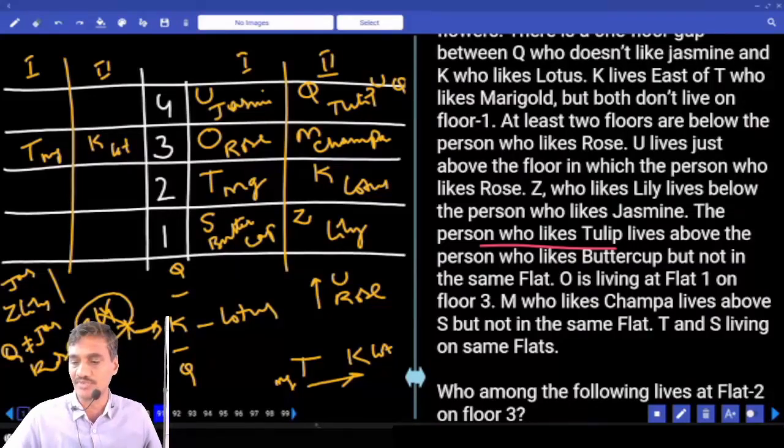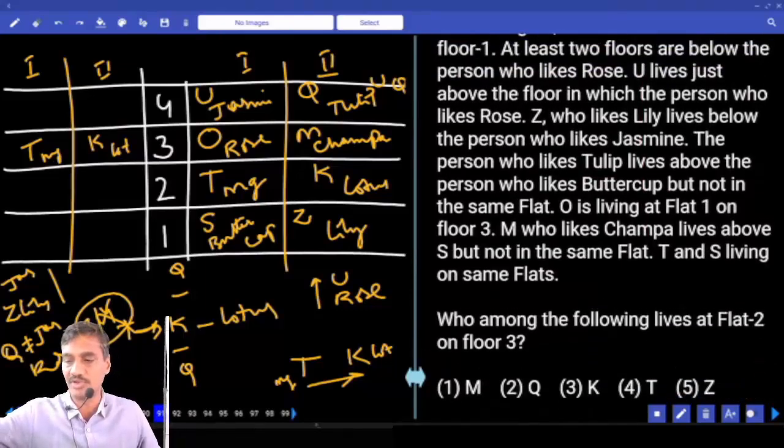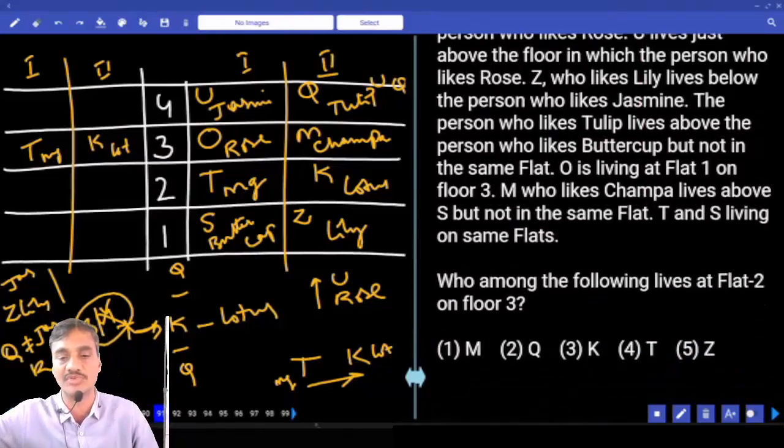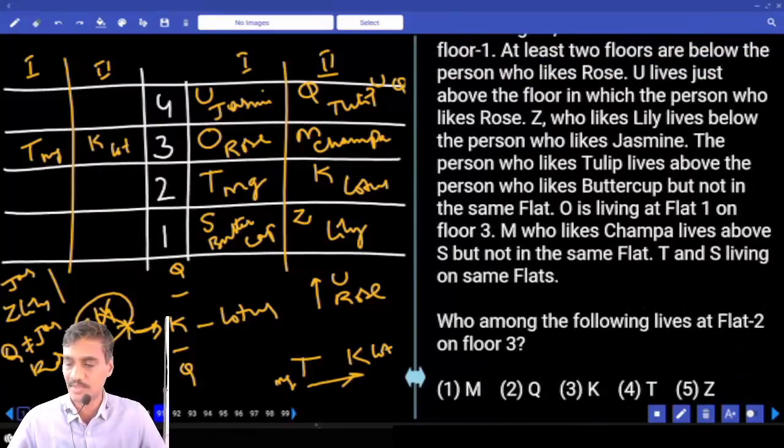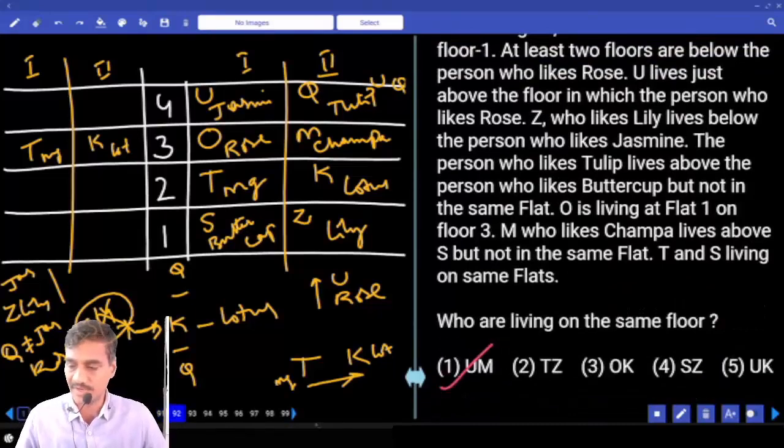According to this, who among the following lives at flat 2 on floor 3? Flat 2, floor 3. Who is in flat 2 of floor 3, tell me. M, the one who likes champa, choice 1. Champa, choice 1. That is question 92.